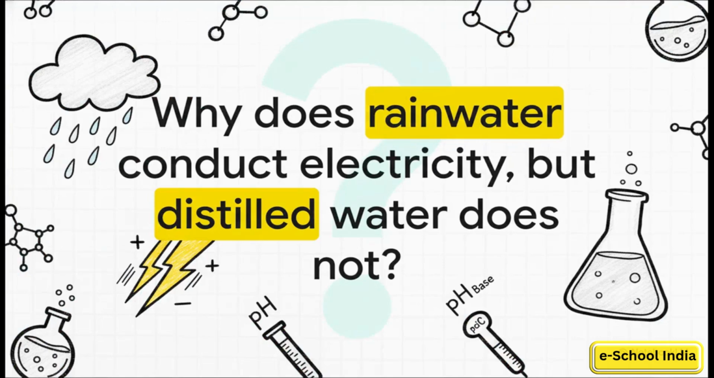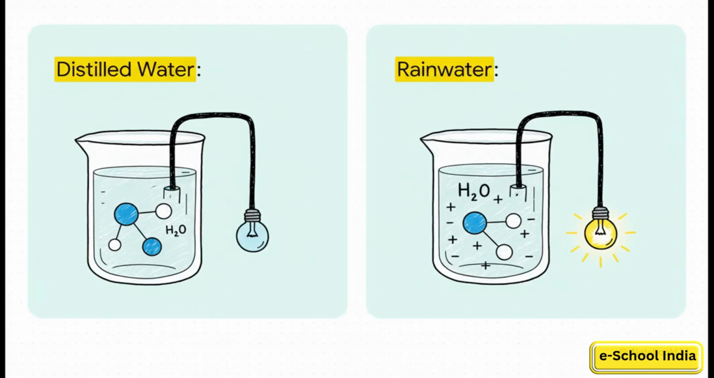Think about this for a second. It seems weird, right? I mean, water is water. So why on earth would a puddle of rainwater conduct electricity when a beaker of super pure distilled water won't? The answer is the key to our entire story today. Well, it turns out the secret isn't in the water itself, it's what's mixed into it.